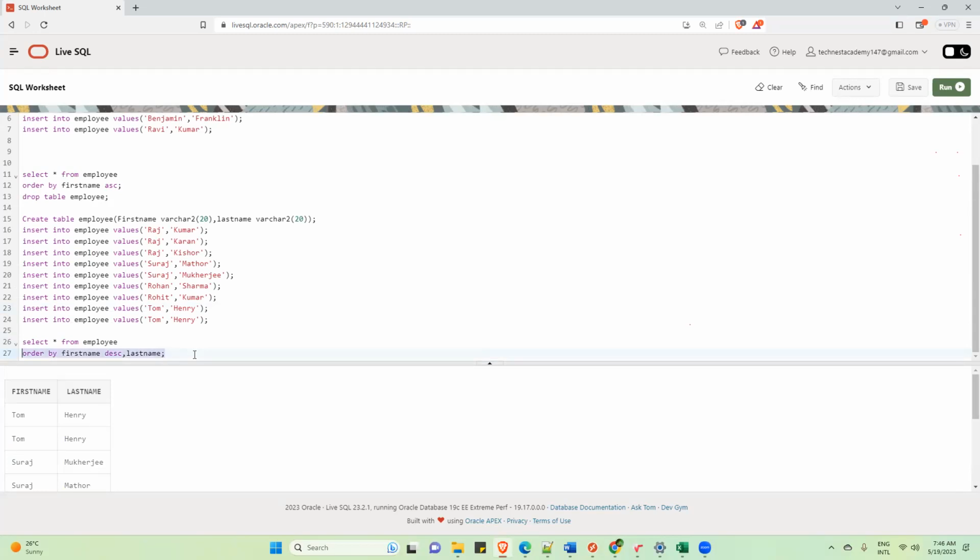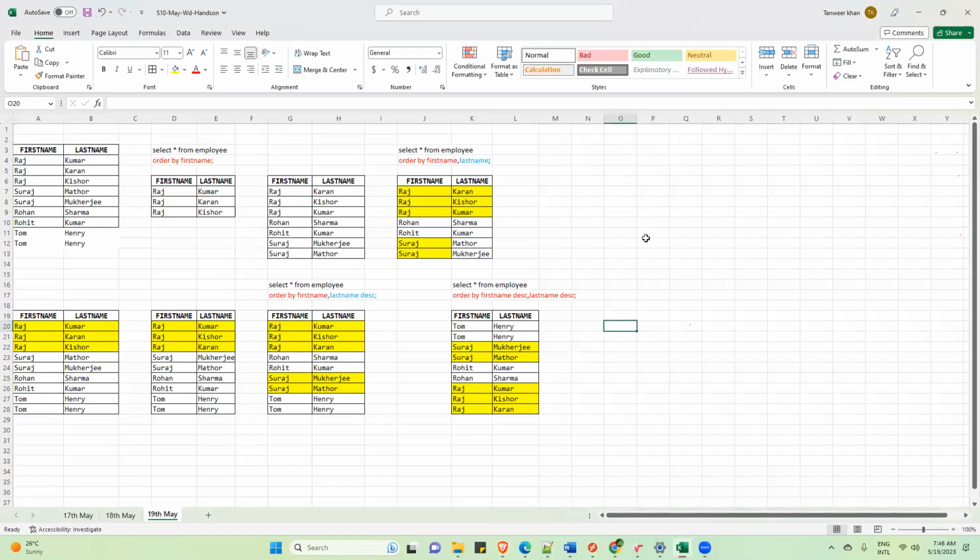So the meaning of this query is you want to sort based on the first name in descending order, and then if there is a conflict, based on the last name. So first of all, the engine will sort based on the first name in descending order. So Tom Henry will be on the top. Now you tell me, Suraj Mukherjee or Suraj Mathur, which one you will place on the top? Suraj Mathur, good.